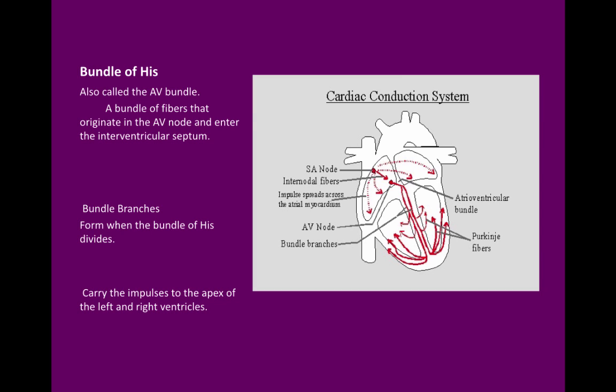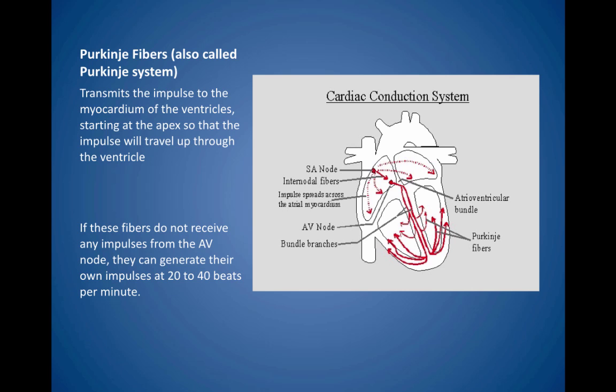Okay. So at that AV node, right, then we've got the bundle of His, or the AV bundle, and they start in that AV node and then they go into that ventricular septum, right, that thick, meaty separation between the two ventricles. And then those bundle branches form when the bundle of His divides. Okay. And so you can see on the picture where that AV node is and then where the bundle branches begin. They carry the impulses to the apex of the left and right ventricles.